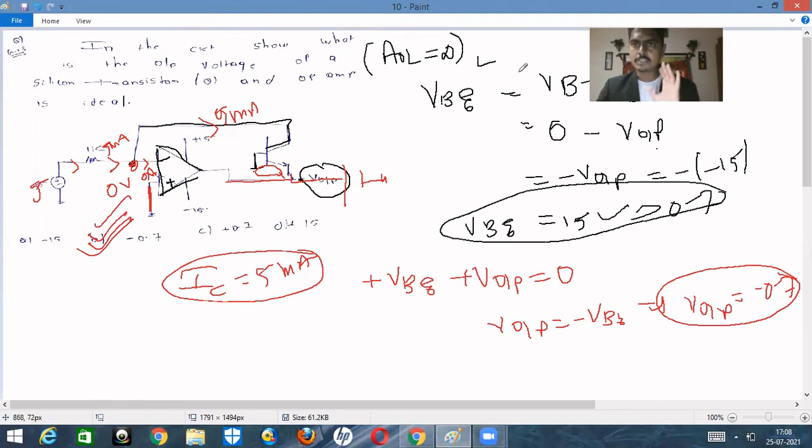So we need to do one thing. First we need to check whether the BJT is on or off by checking the VBE value. If it is greater than 0.7, it will be on, otherwise it will be off. After concluding that the transistor is on, then by using the normal procedure you can find the V output. You can treat it as a short circuit.